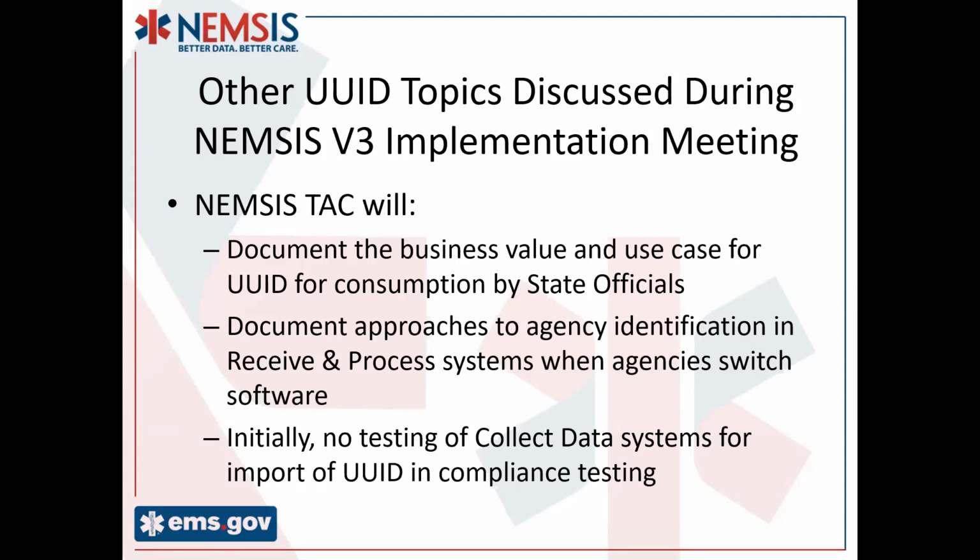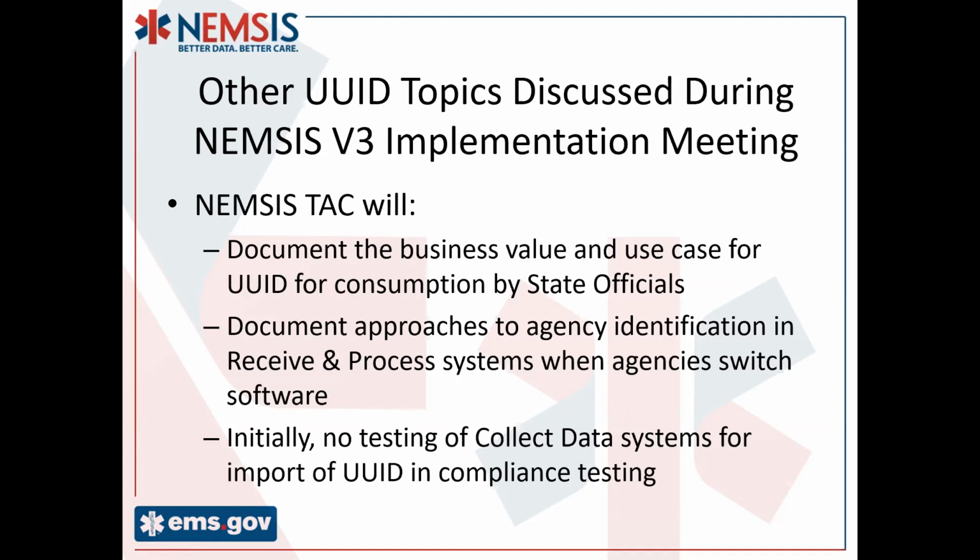So the other issues that we will be following up with over the next couple of months, in responding to the discussions that were held in Deer Valley, we committed at the NEMSIS TAC to document the business value and use case for UUID. That is, its value is within the agency, within a software, helping state officials to understand why it was added and what it will help with.